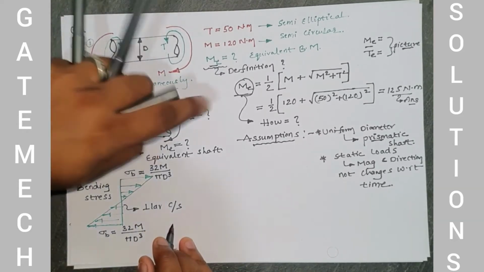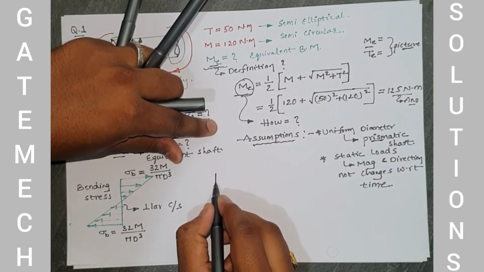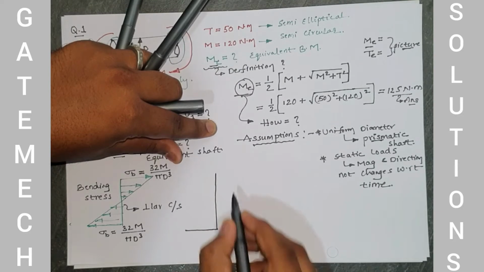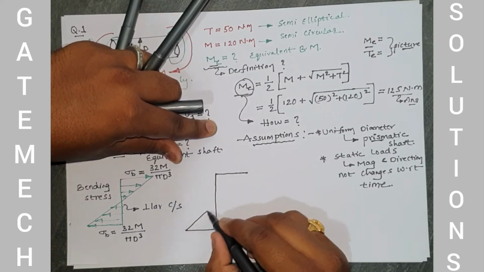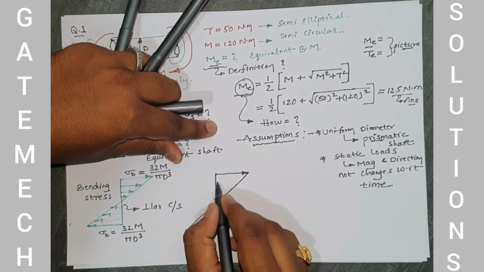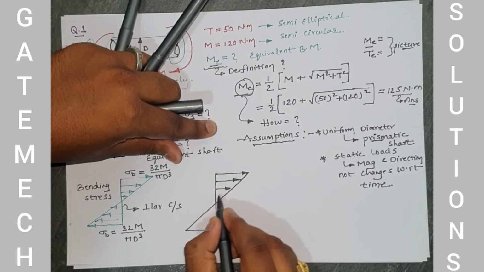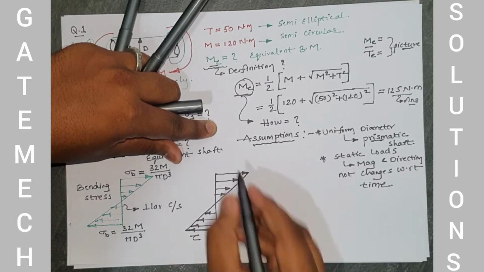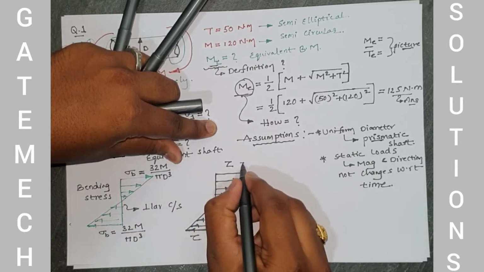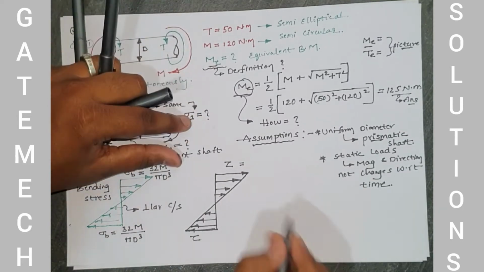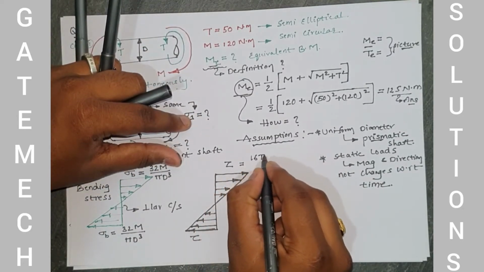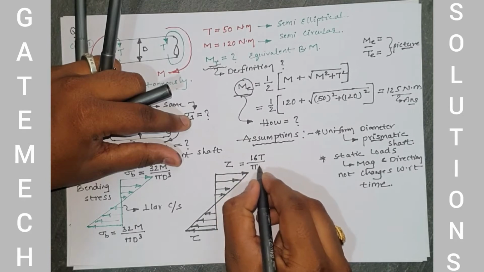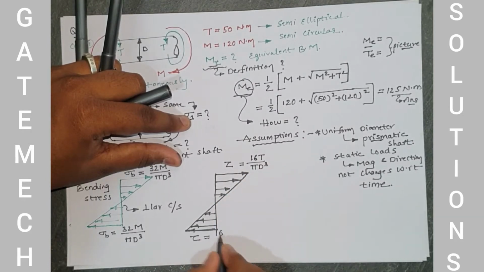Next, because of the twisting moment, if you look at the shear stress distribution, that also seems to be the same. Two similar triangles. The maximum shear stress, we can call it the torsional shear stress. The formula to calculate this value, from the turning moment equation, is 16T divided by pi d cube.